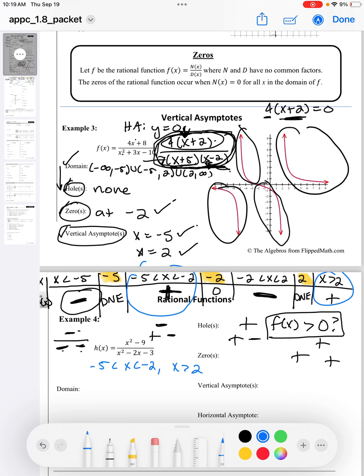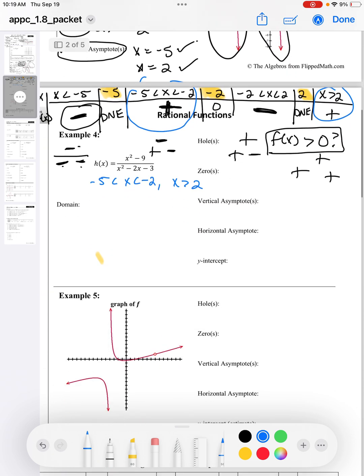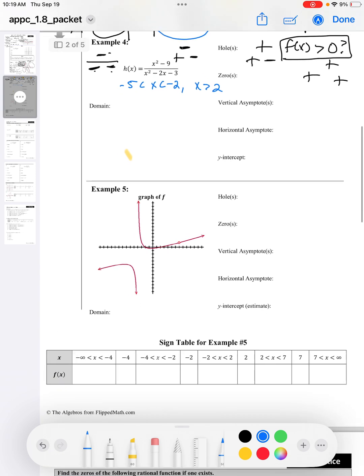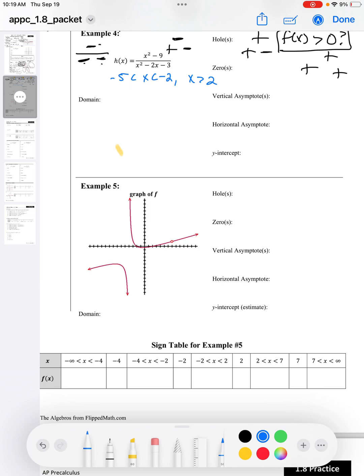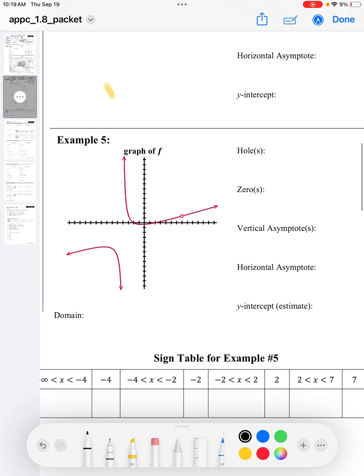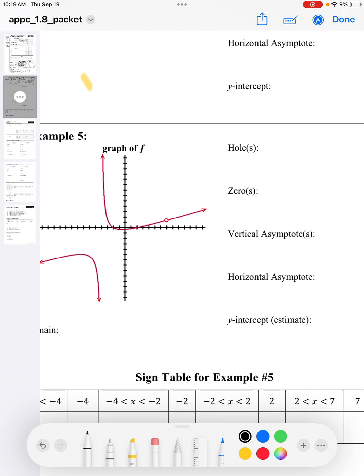Okay. And then, the last example I was going to do is number 5. Okay, so let's identify some things from the graph. We have a hole at 7. We have a 0 at -2 and 2. Vertical asymptote looks like at -4.